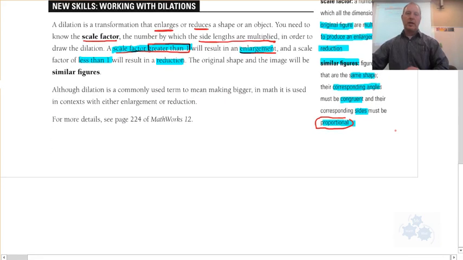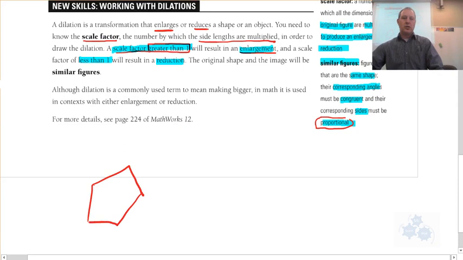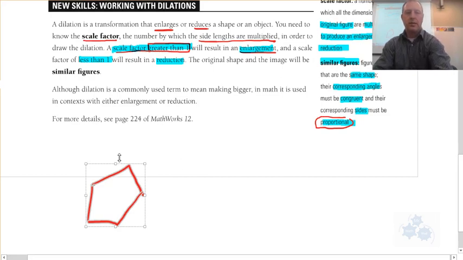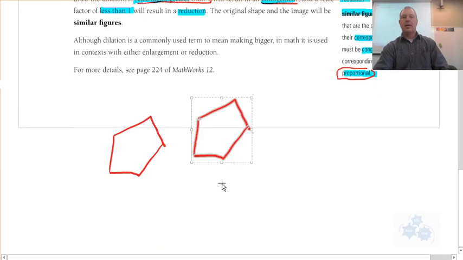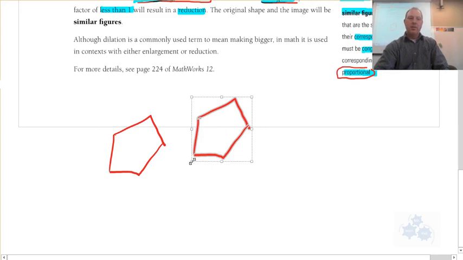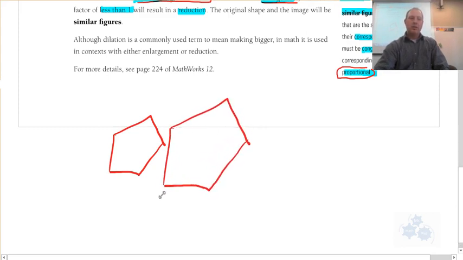So a quick example here, and we'll have examples on both pages. Let's say we have some kind of strange shape, that's a pentagon there. It's maybe not that strange. What I'm going to do is copy this and paste it right here. Now watch what happens if I enlarge it. See, it's the same shape, but it's a different size, right?